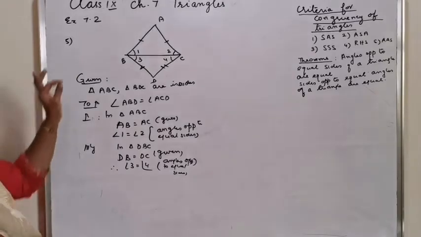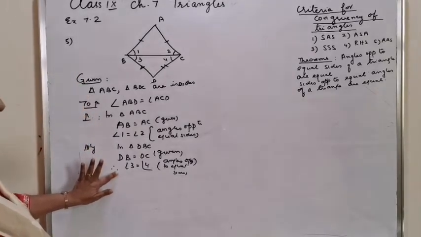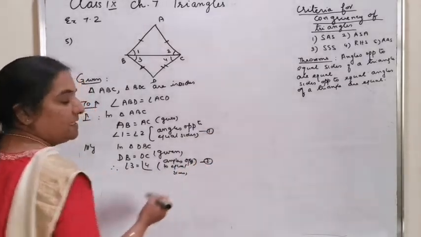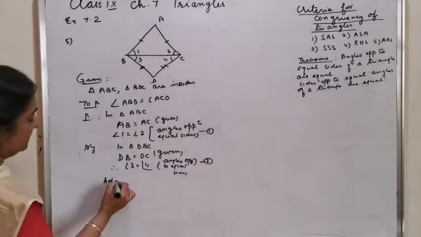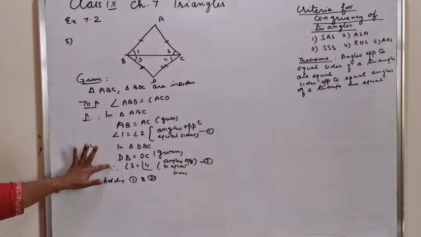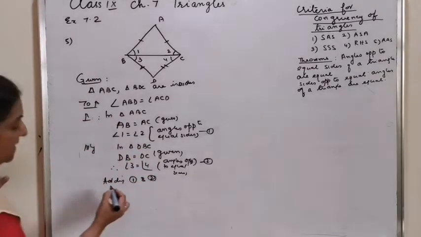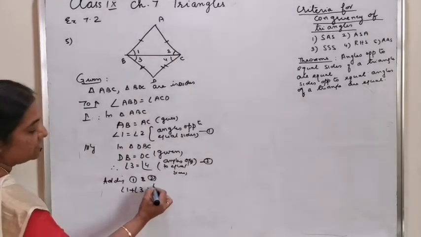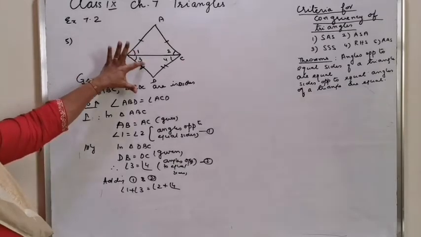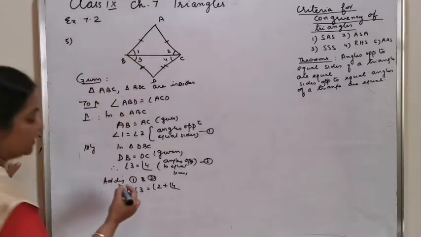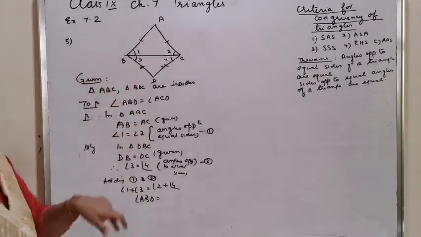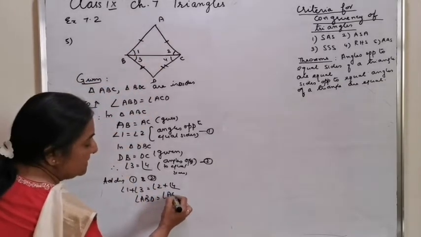What can be done with the left hand side of this equation and the right hand side of this equation? You can mark it as equation 1 and equation 2. Adding equations 1 and 2, the left hand sides will be added, right hand sides will be added. Angle 1 plus angle 3 is equal to angle 2 plus angle 4. What is angle 1 plus angle 3? That is the total angle ABD is equal to, what is angle 2 plus angle 4? That is total angle ACD.